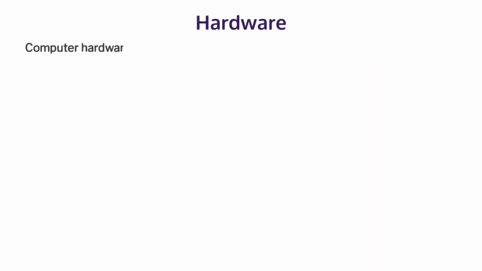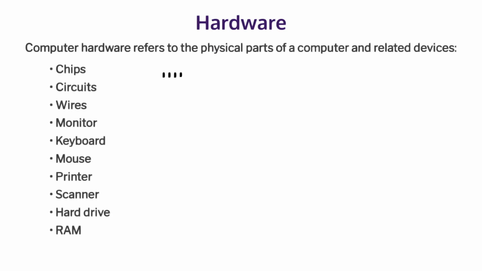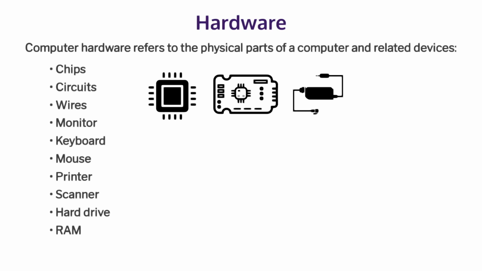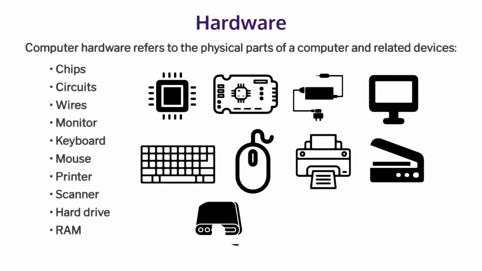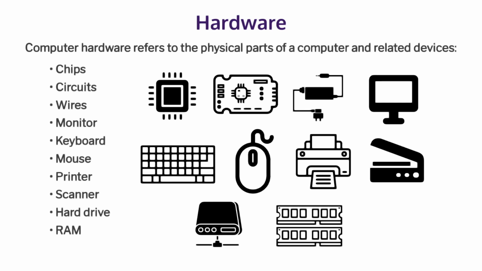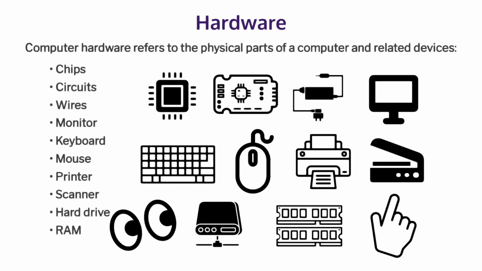Computer hardware refers to the physical parts of a computer and related devices such as chips, circuits, wires, monitor, keyboard, mouse, printer, scanner, hard drive, and RAM. You can see and touch the hardware components.